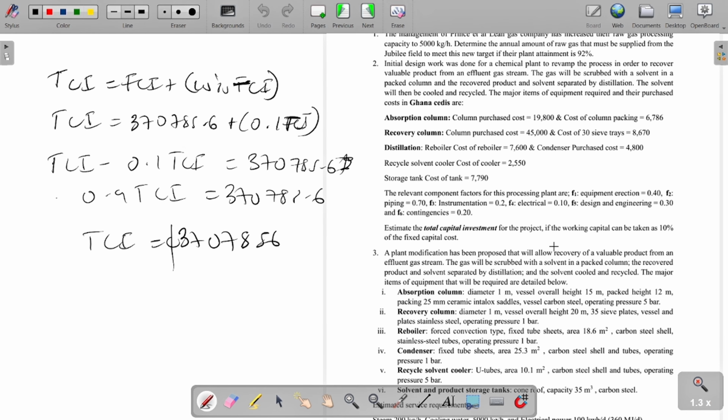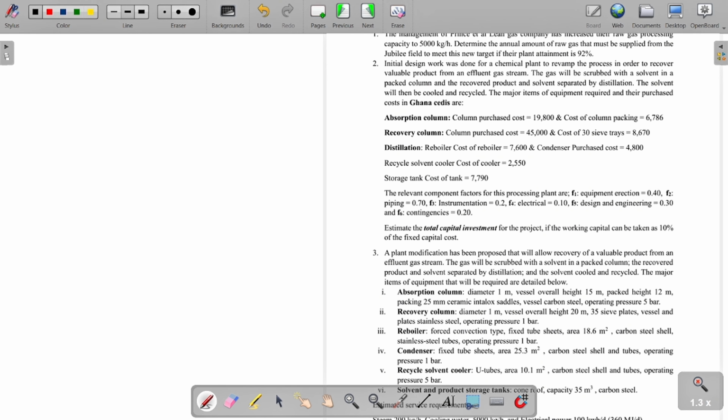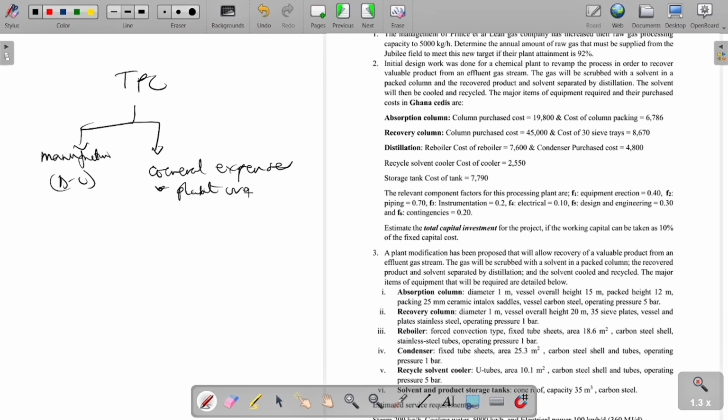And in economics, you have something we also call the total production cost. The total production cost (TPC) consists of the manufacturing cost, which relates directly to the product that we are producing. Then we have the general expenses, which consist of the plant overhead, and the administrative side too.